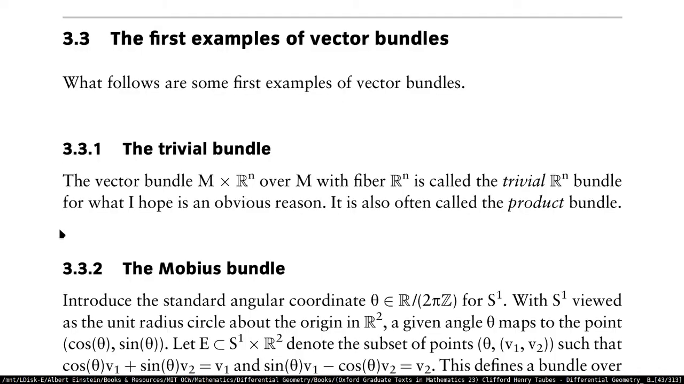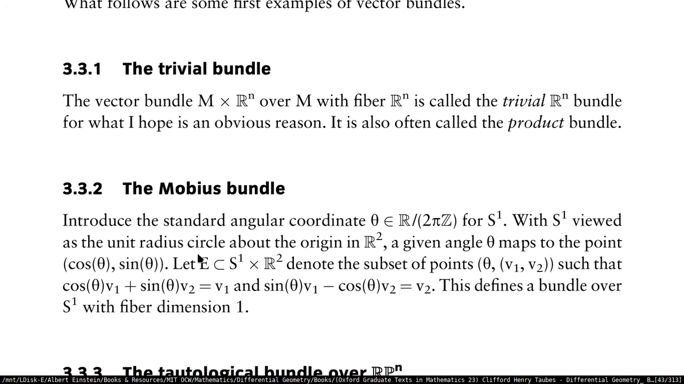So these are a few examples of vector bundles. One of them is the trivial bundle, which is the vector bundle M cross Rn over M, whose fiber is Rn. So this is an example of the product bundle, right? It's just that instead of N, we have Rn here, okay? And it's called the trivial Rn bundle. And I guess as we discussed, why it is trivial is obvious, as we defined it as a trivial bundle.